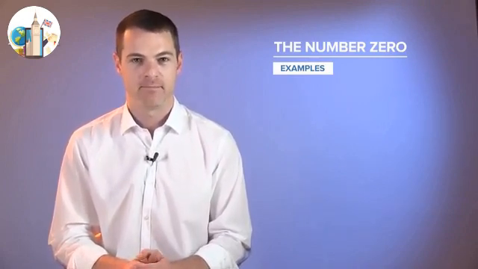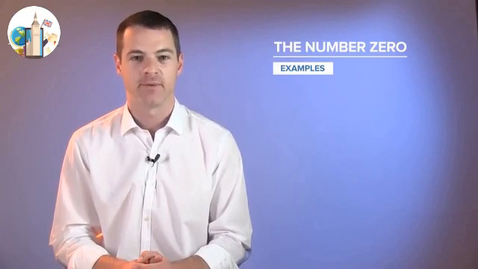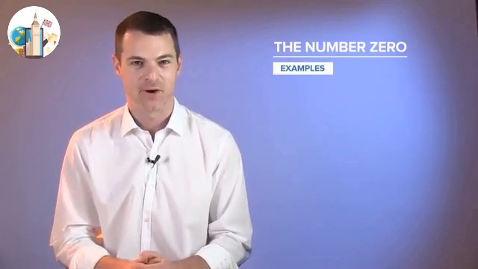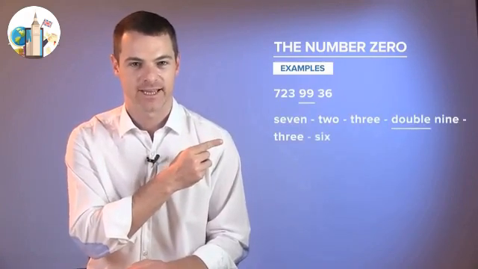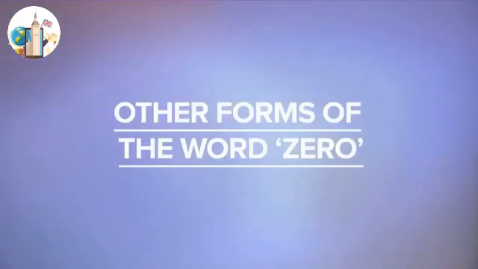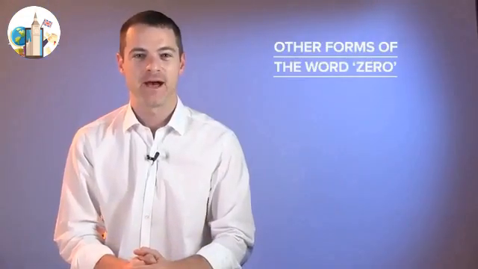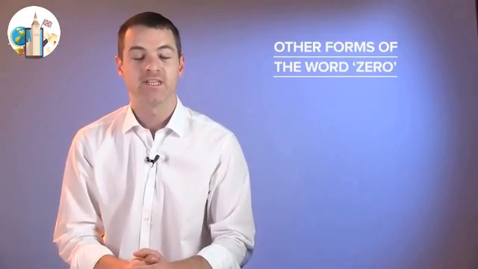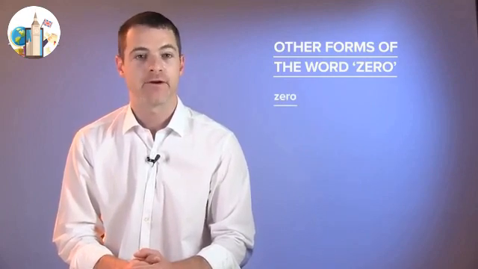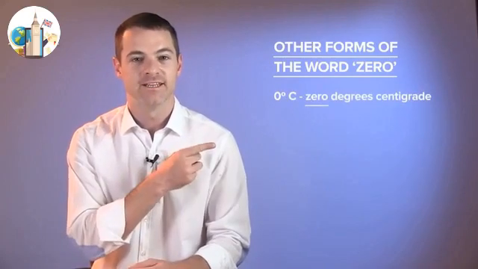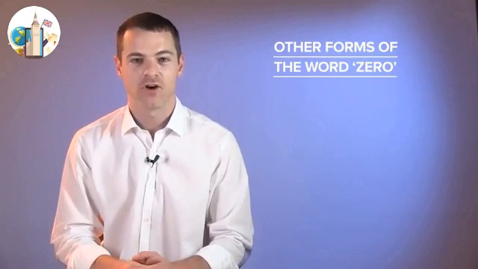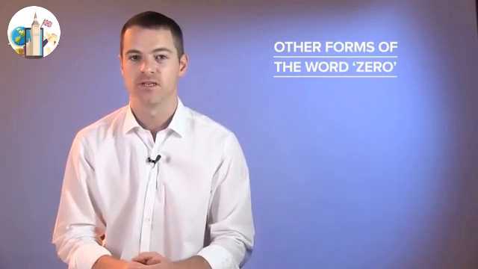When the same number appears twice, we say double and the number. Look, 7239936. Now, let's see some other forms of the word 0. When we are talking about measurements of temperature, we say zero for both American and British English. 0 degrees centigrade. In contrast, within a tennis match, we use the word love to mean 0.